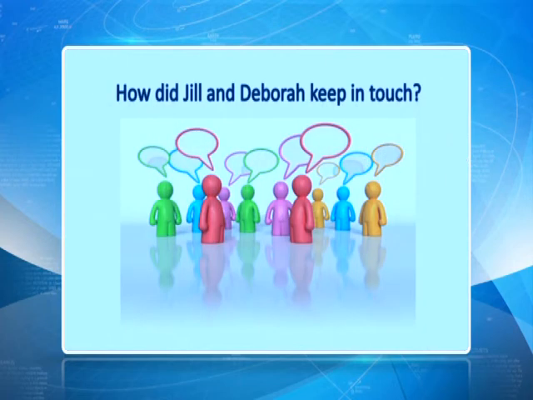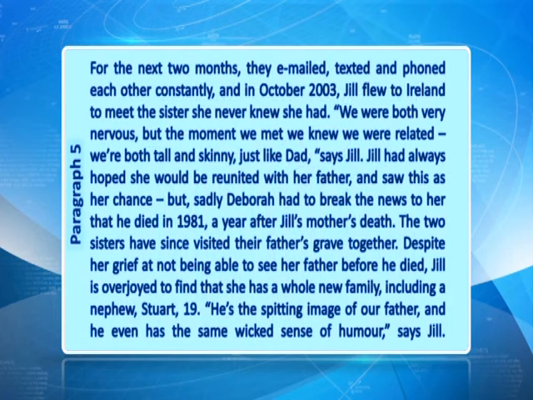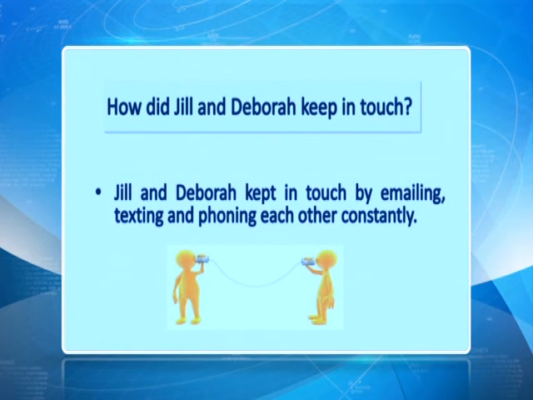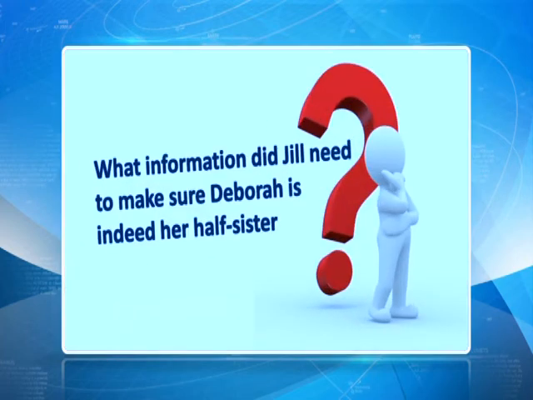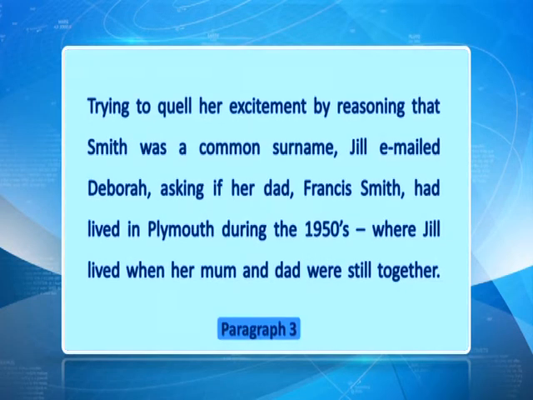Great. Next question. How did Jill and Deborah keep in touch? Notice here from the beginning of paragraph 5, we are being told that they emailed, texted, and phoned each other constantly, and that makes the perfect answer for our question. Jill and Deborah kept in touch by emailing, texting, and phoning each other constantly. What information did Jill need to make sure Deborah is indeed her half-sister? Well, here is the paragraph. It's paragraph 3.